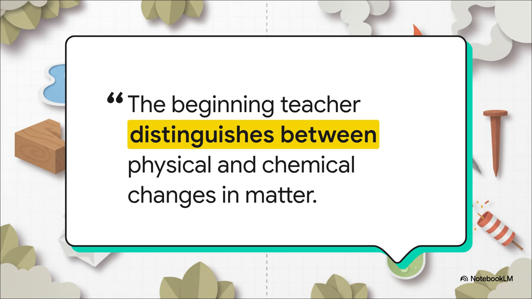But rust? Oh, rust is stubborn. The iron actually reacted with oxygen and moisture in the air to create iron oxide, a totally new substance. By modeling this specific thought process out loud, you show your students how to look for the irreversibility of a change as their ultimate clue. Because at the end of the day, you can't just wash away an identity shift.